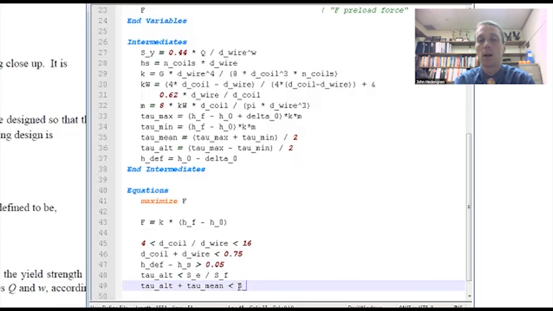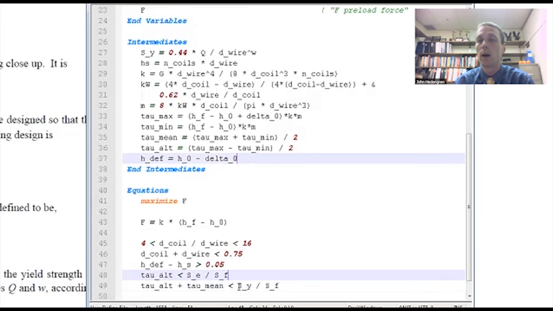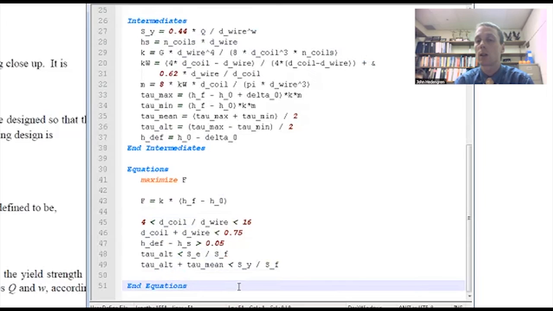SY divided by SF. Okay, so take a look at SY. That's a function of the wire diameter. SF, again, that's a constant, with the safety factor in there. Okay, so let's see, Mustafa, alternate stress should be less than or equal to SE over SF. Yeah, so I think that one is correct there.